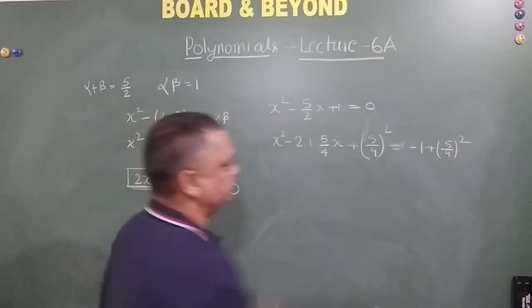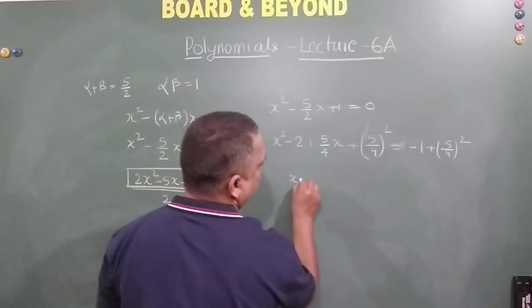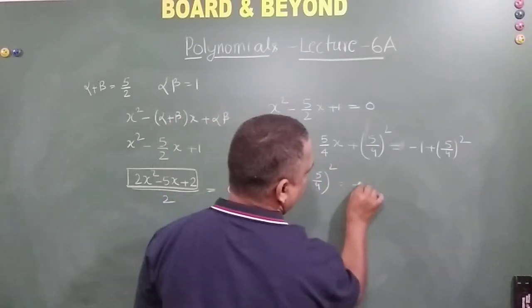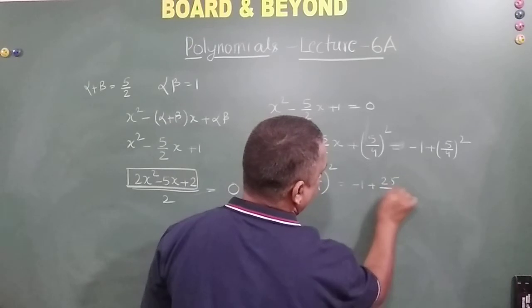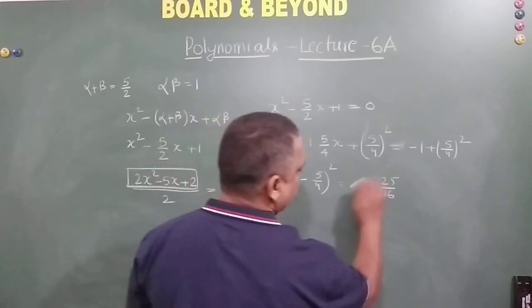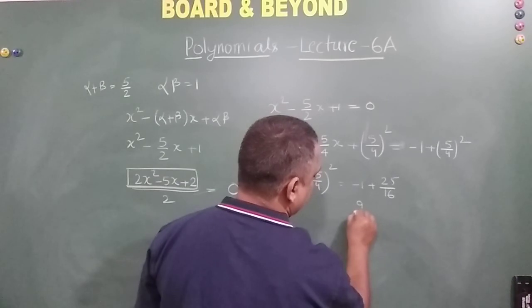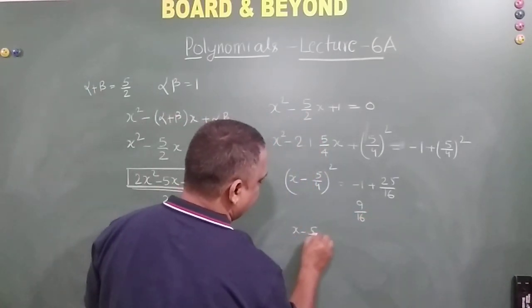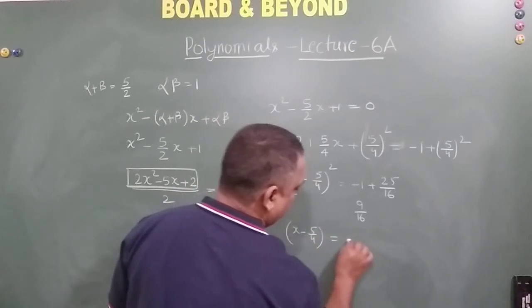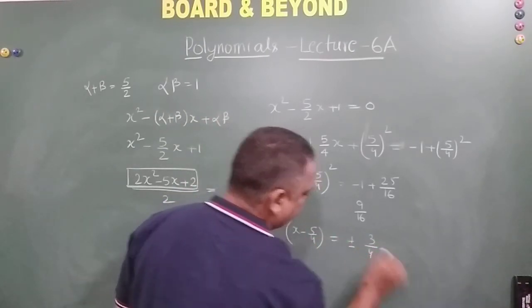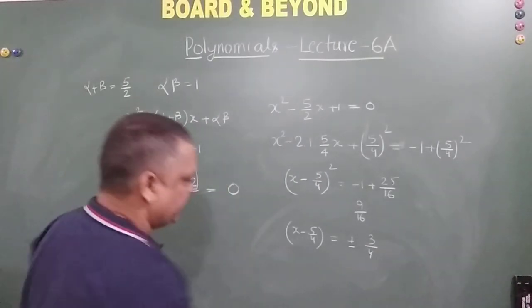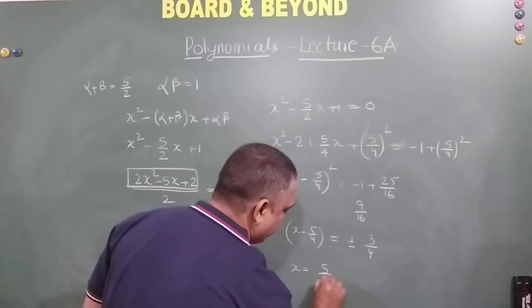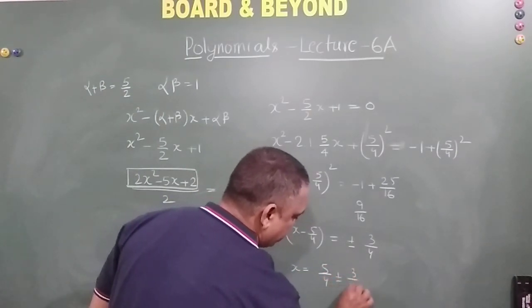Okay. So how much? This is x minus 5 by 4 whole square is equal to minus 1 plus 25 by 16. So minus 16, that is 9 by 16. I'll go little fast here, friends. Okay. So x minus 5 by 4 is equal to plus or minus 3 by 4. I have taken the square root. Since time is nearing, so I am just going little fast. So which gives us x is equal to 5 by 4 plus or minus 3 by 4.